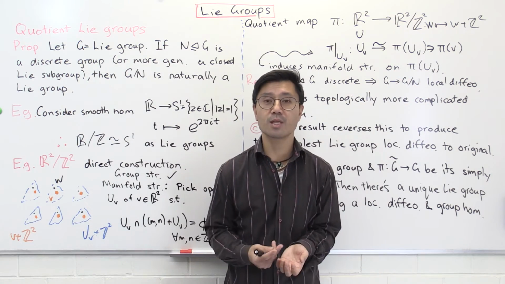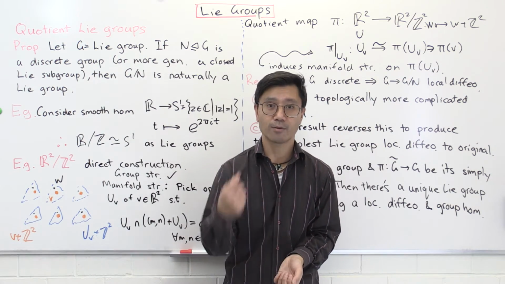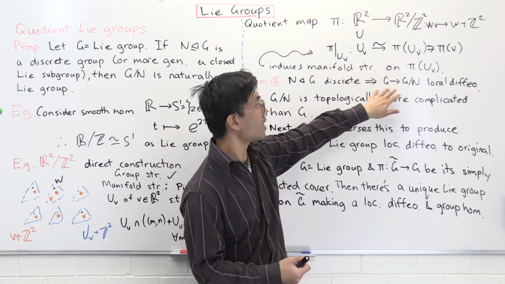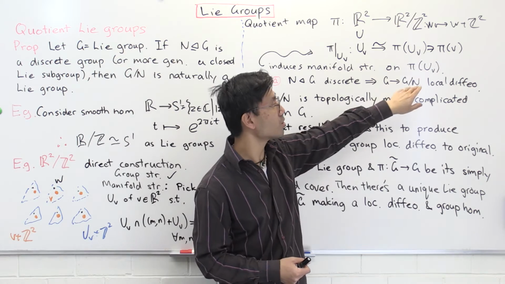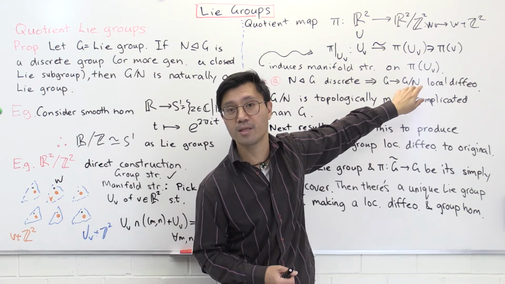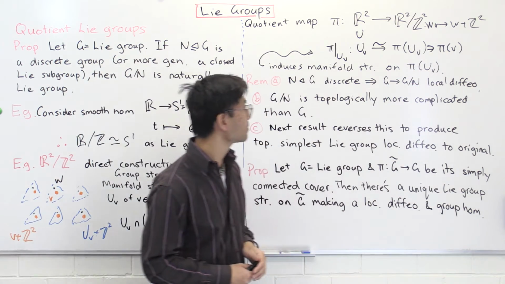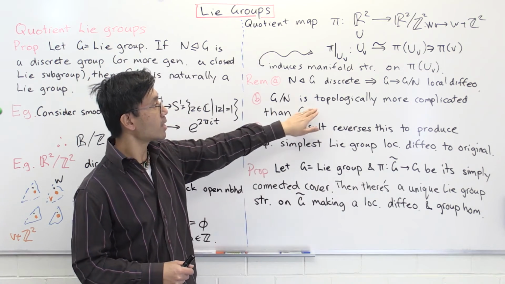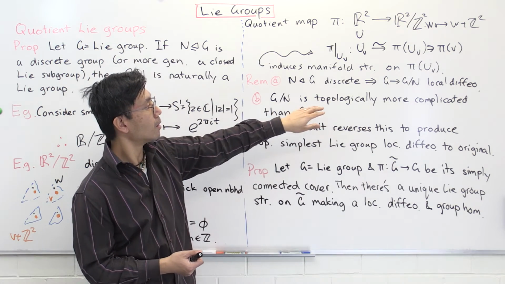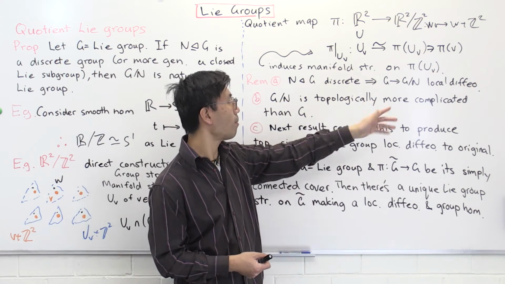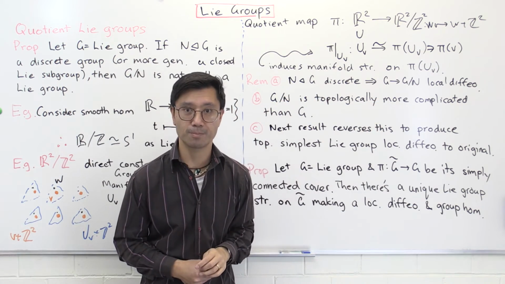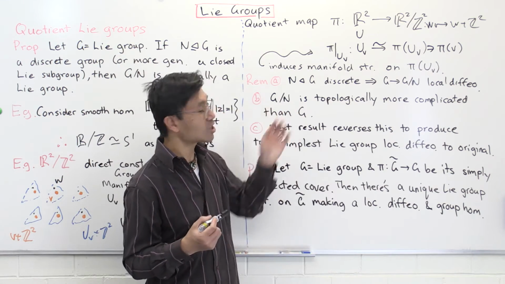If you're familiar with the theory of fundamental groups and covering spaces, this shows that this is actually a covering space. And in fact, the group of deck transformations is given by this discrete group N here. The other thing you'll see is that this G mod N is actually topologically more complicated than the original group G. Let's just see what that means.